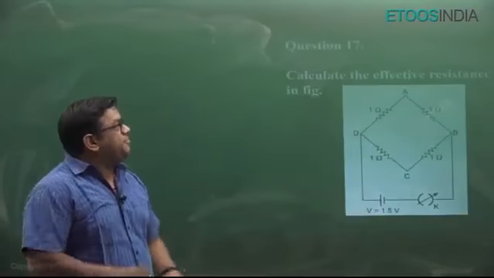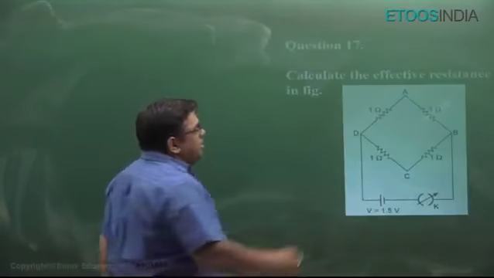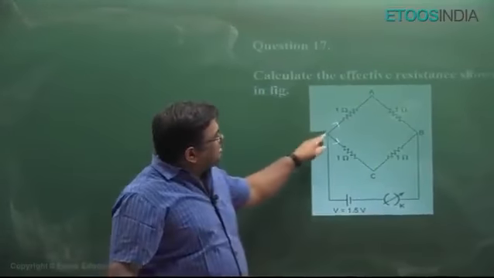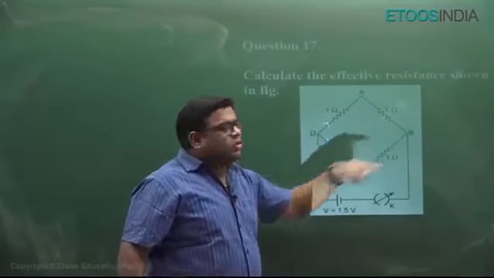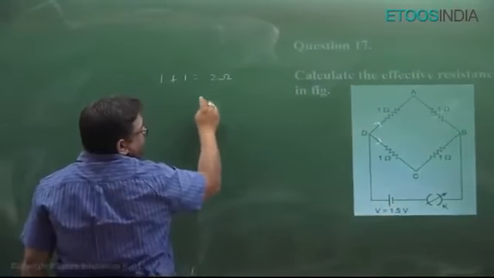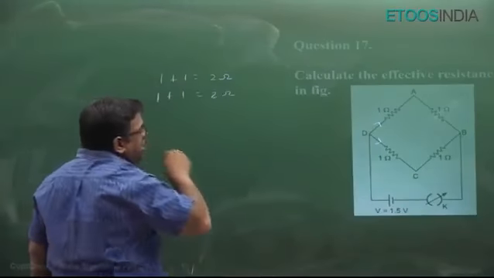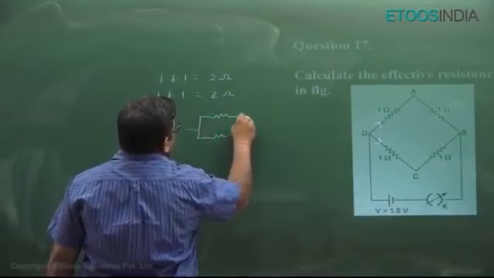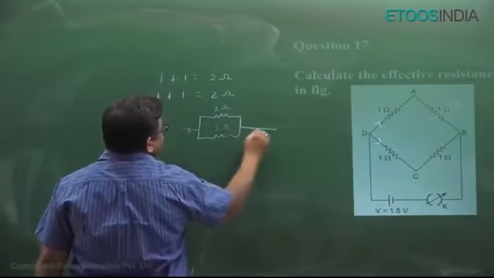Let's see what it says. Calculate the effective resistance in the shown figure. We know that the current goes like this. Now it has to pass through this to reach here, and the same goes for this one. So I can say that it's 1 plus 1, that is 2 ohm, and again 1 plus 1, that is 2 ohm. Got it? Now the equivalent diagram for this will be 2 ohm like this.